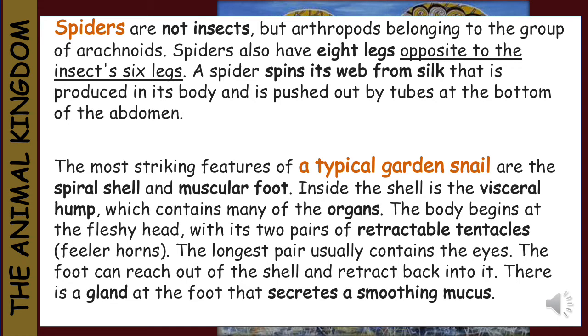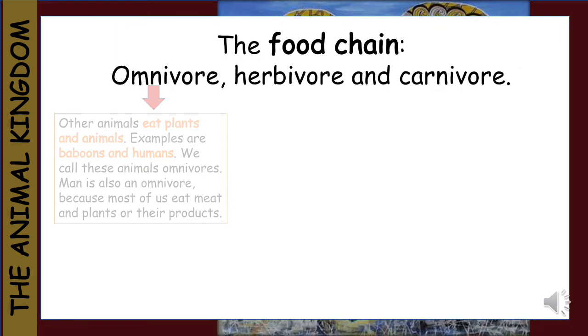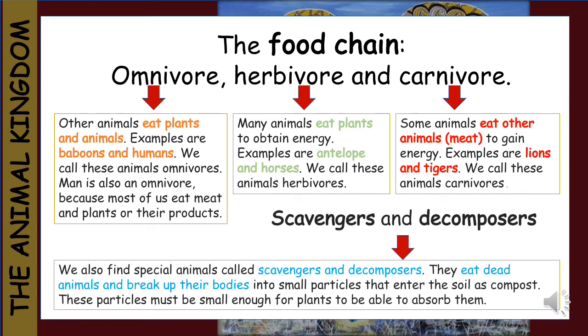The longest pair usually contains the eyes. The foot can reach out of the shell and retract back into it. There is a gland at the foot that secretes a smoothing mucus. Let's discuss the food chain. We will specifically be looking at omnivores, herbivores, carnivores, as well as scavengers and decomposers.